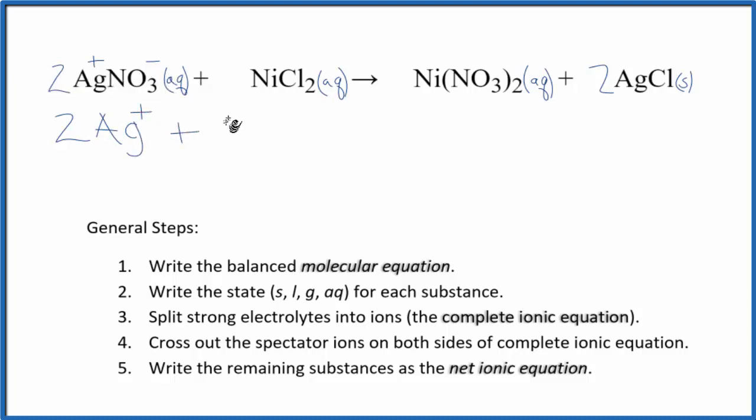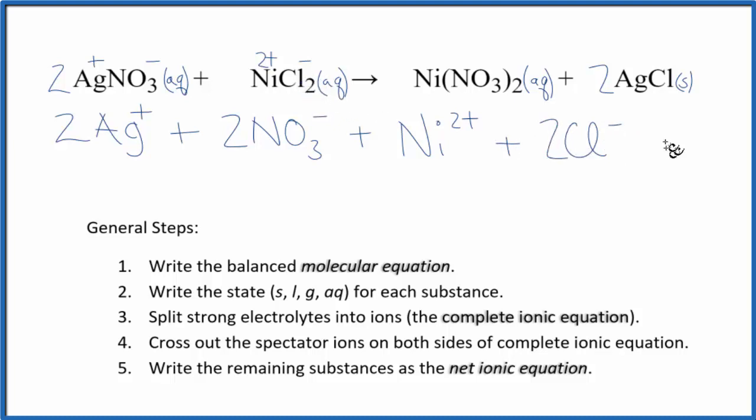Plus 2 nitrate ions. Then for the nickel, I can't tell the charge of the nickel just looking at it because it's a transition metal, but I do know that the chlorine forms 1- ions. So I have 2 of those. This has to be 2+. That's why I called it nickel(II). So I have Ni2+, the nickel(II) ion, and then the chloride ion. And this subscript means I have 2 chloride ions.